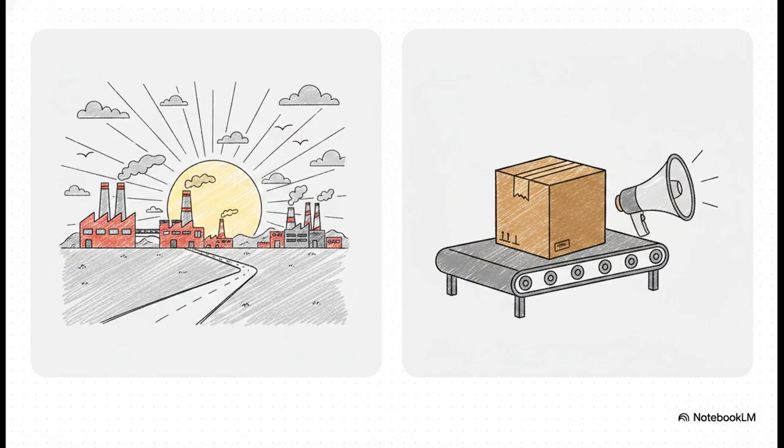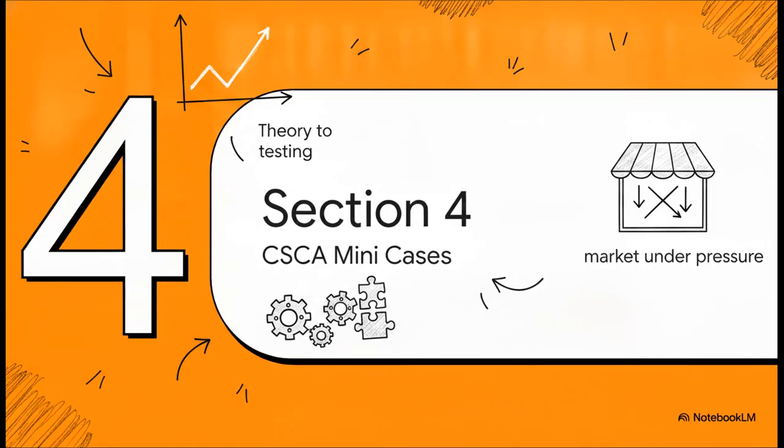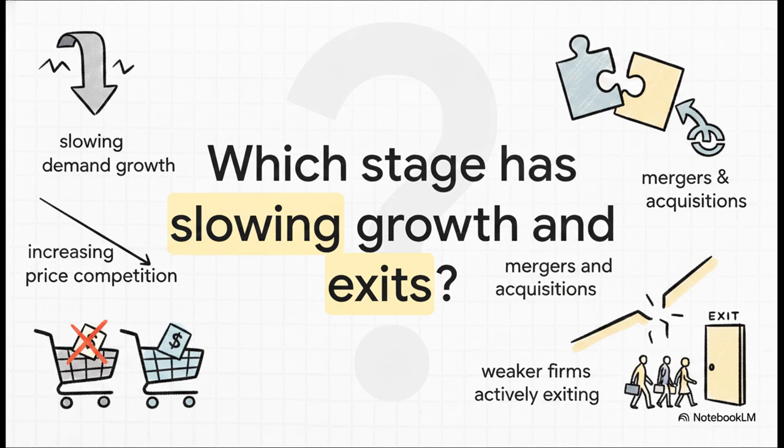As a strategic thinker, your primary concern has to be the entire industry landscape, not just a single product's sales curve. Okay, enough theory. Let's move to Section 4 and put this to the test with some CSCK mini cases. The examiners don't just want you to regurgitate definitions. They want to see if you can actually diagnose a market under pressure. Here's your first scenario. Read the signals carefully here.